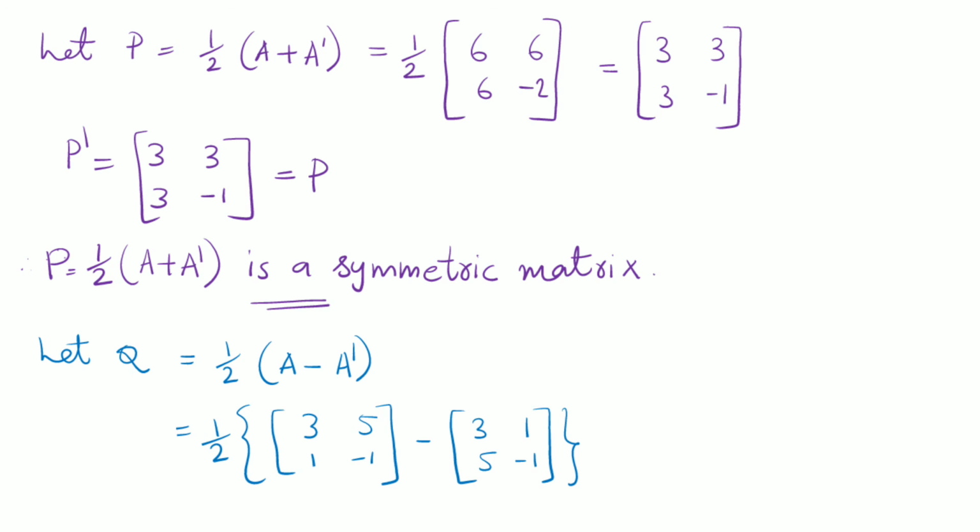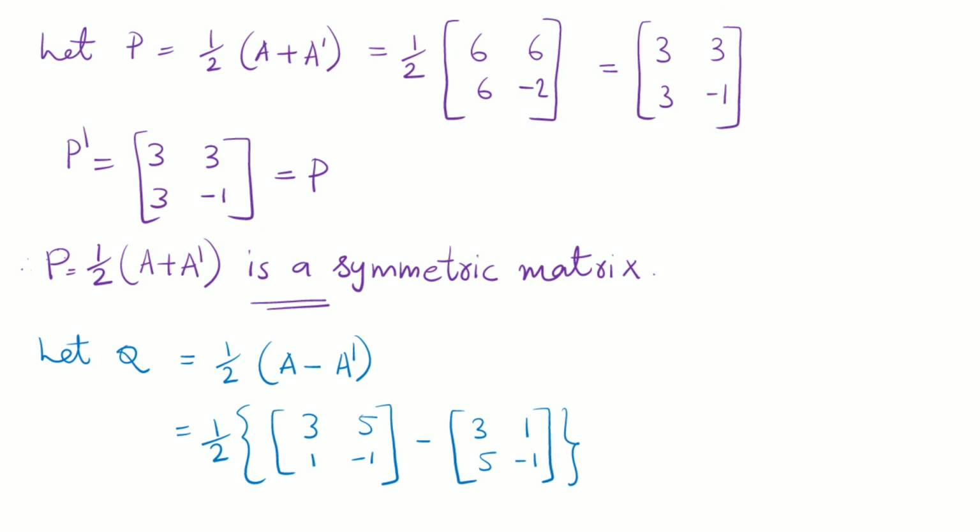If you want you can write this step also, that is the condition of symmetric matrix. What is it? P dash is equal to P. Then in the next line you can write P is equal to half into A plus A dash is a symmetric matrix. So by this you got the answer for P.